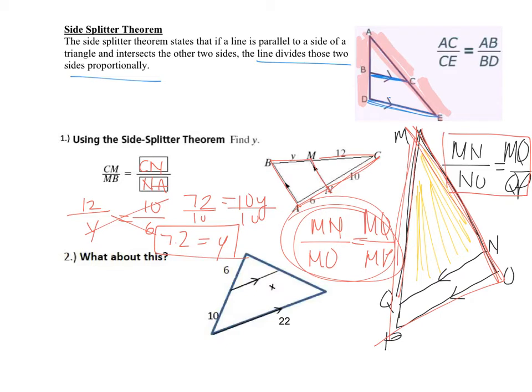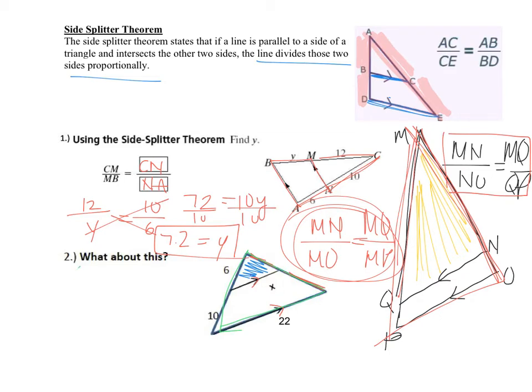All right, number 2. This one is not the side splitter theorem. Well, the side splitter theorem is happening, but we don't know this length or this length, right? So we're not using the side splitter theorem to help me figure this out. We're actually going to use what we learned earlier today. Because these are parallel, this little triangle up here is similar to our big triangle. But I'm going to show you a common mistake people make when they're thinking about the side splitter theorem. So this would be wrong.